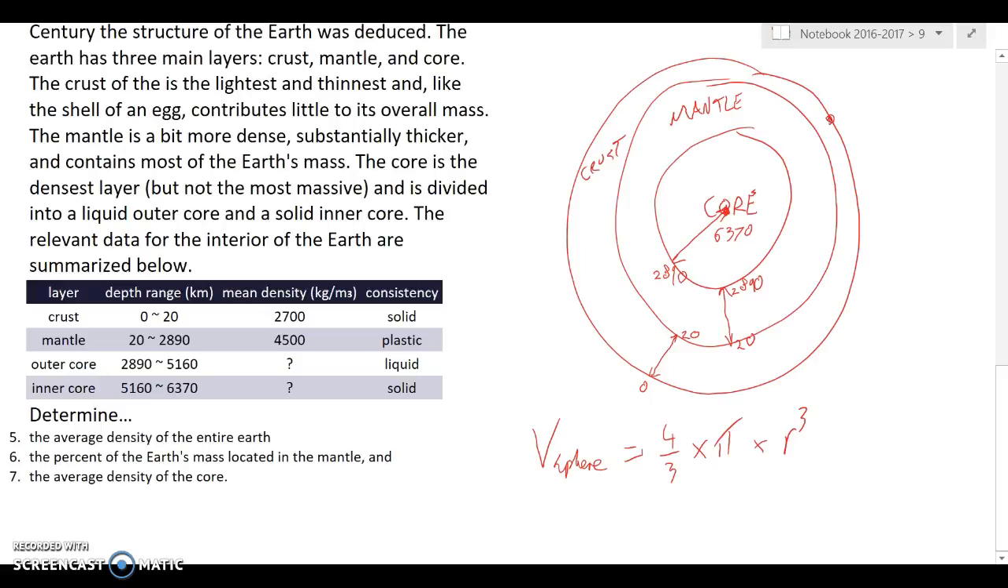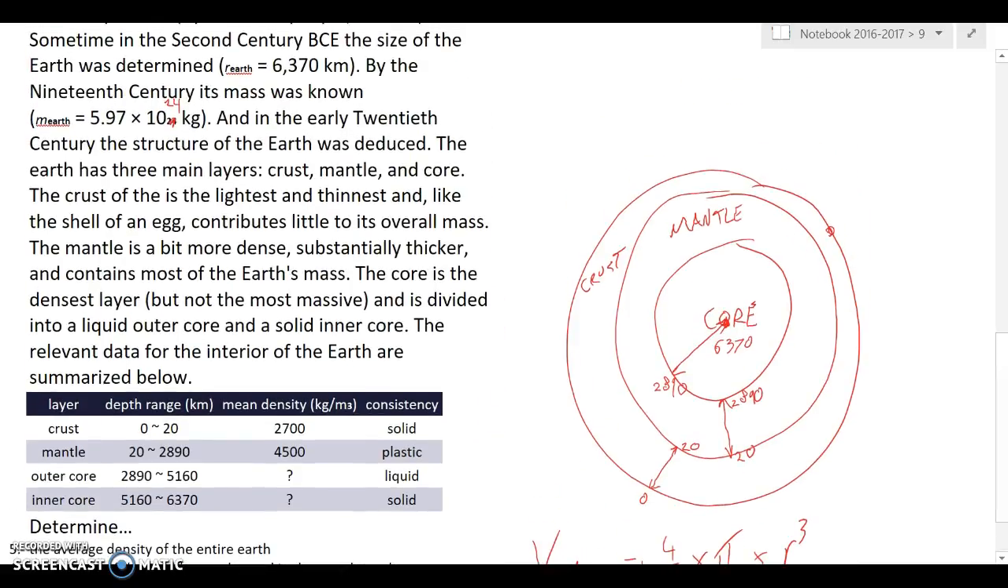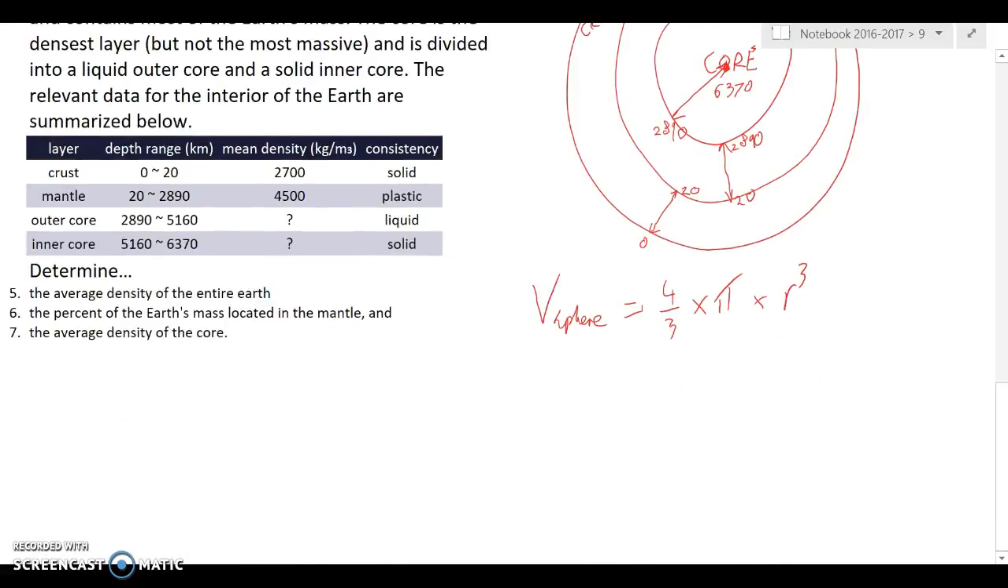Question 6 is determine the percentage of the Earth's mass located in the mantle. So what you need to do for that is to first work out the mass of the mantle, and then work that out as a percentage of the mass of the overall Earth. You're given the mass of the overall Earth up here, which simplifies things for you, but how are you going to work out the mass of the mantle?